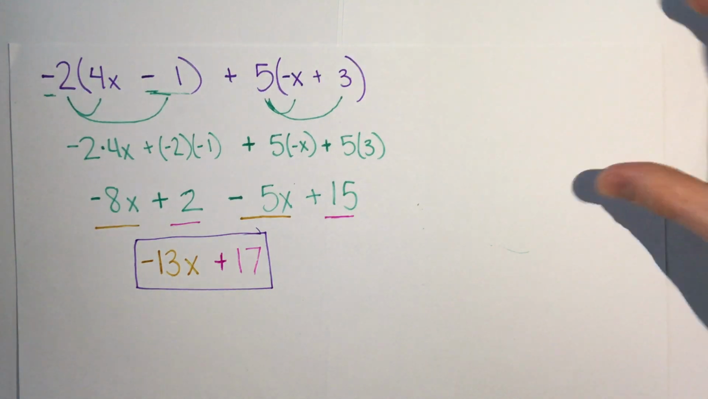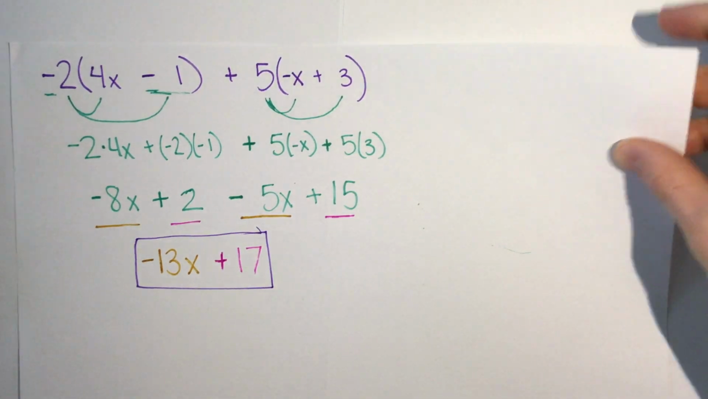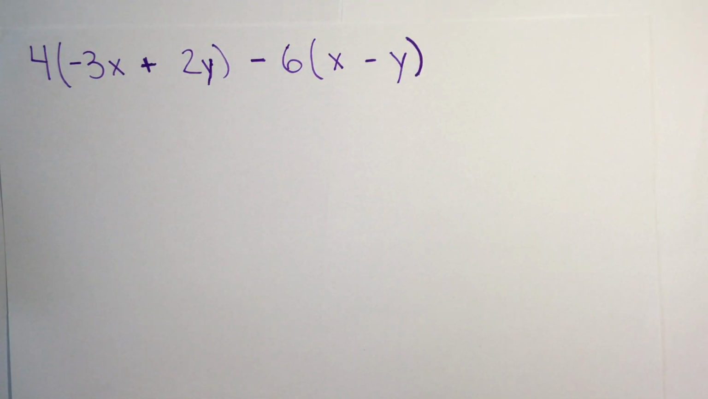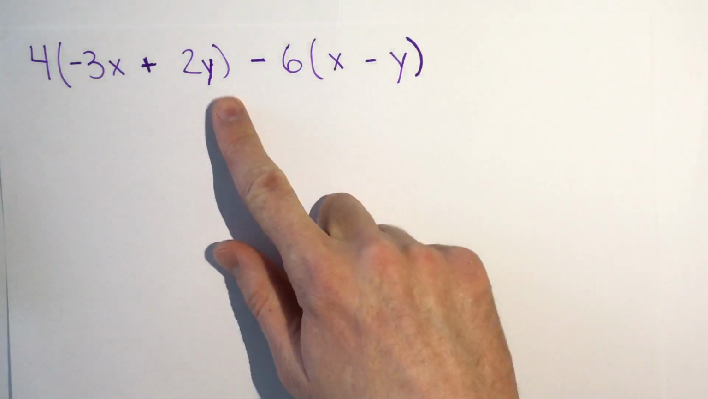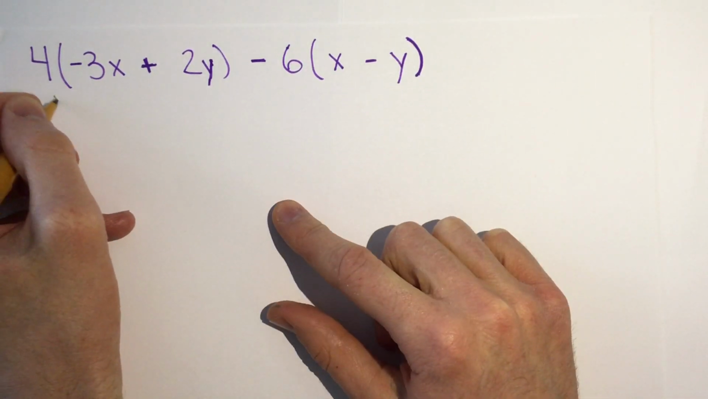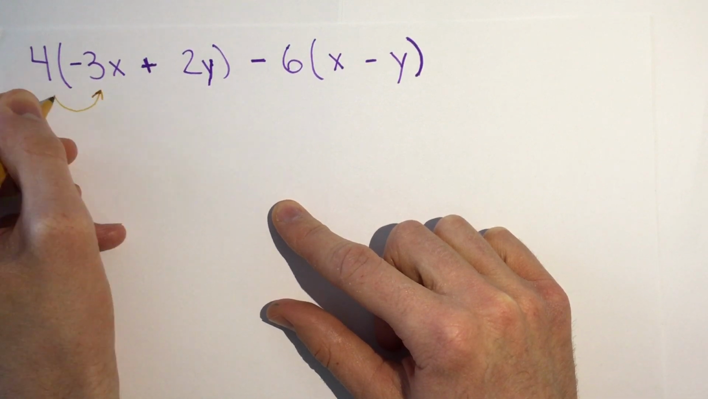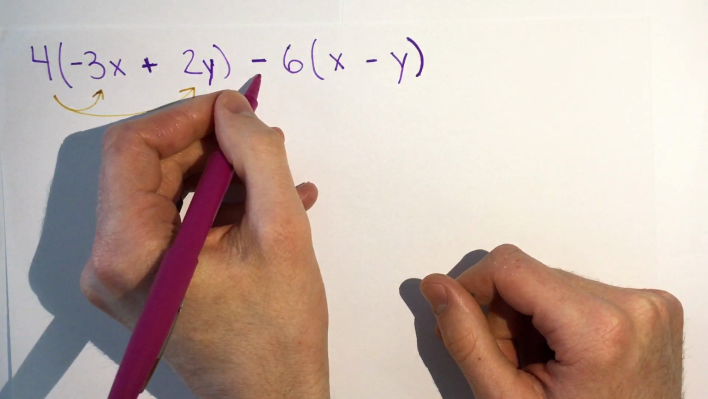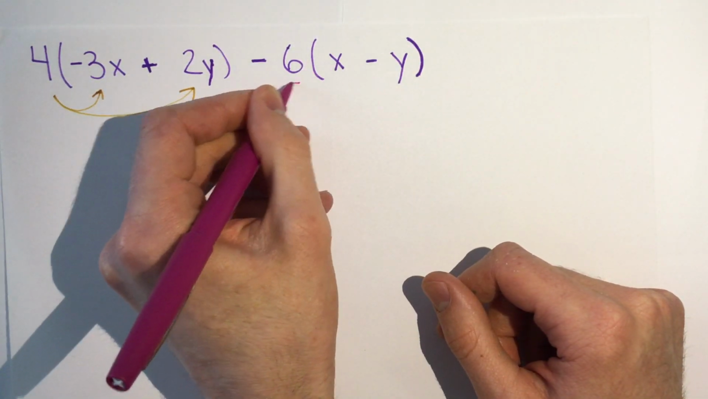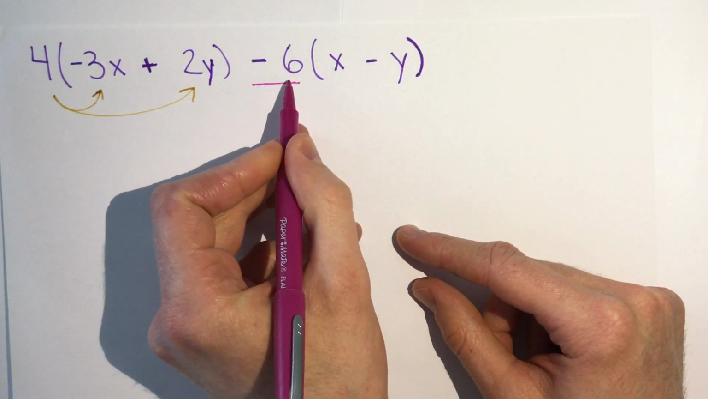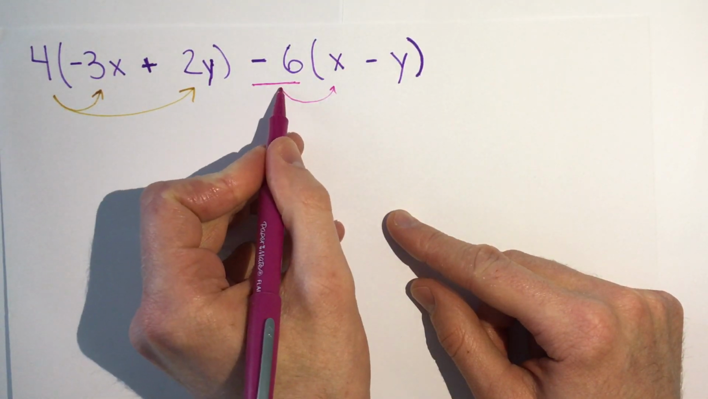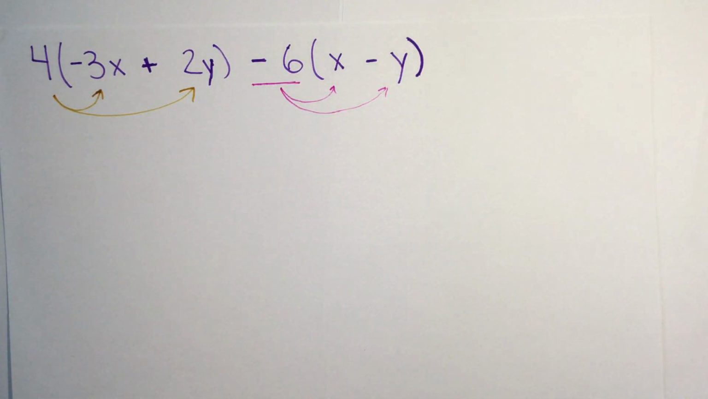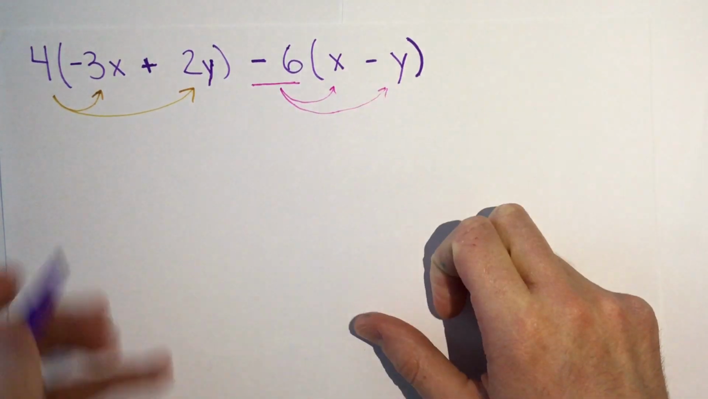Now let's look at one that has not just numbers, but x's and y's. It looks similar to the other 2 problems, but now we have y's. We have 4 times negative 3x, 4 times 2y, and notice here we have minus 6 times x minus y. We have to look at that as a whole. This is negative 6 times x and negative 6 times negative y. Always make sure to look at the sign to the left of the number or the variable.